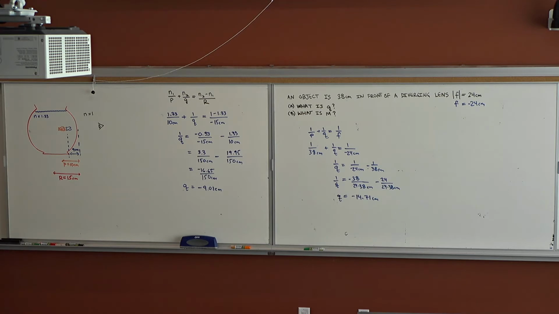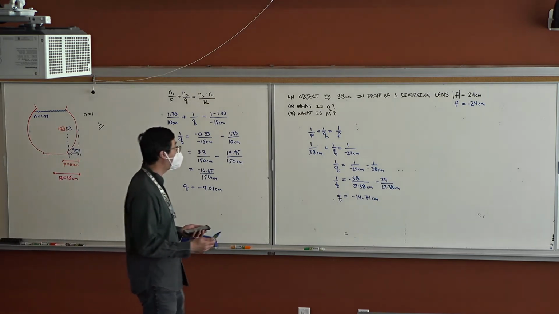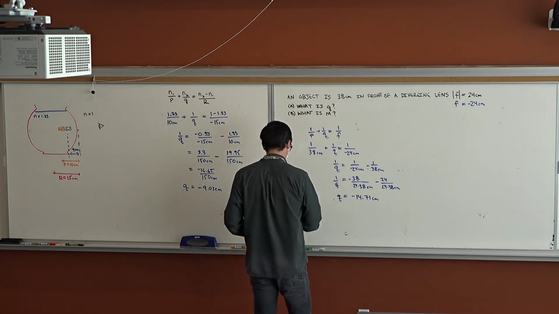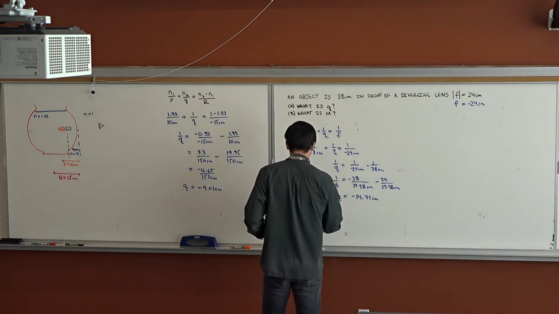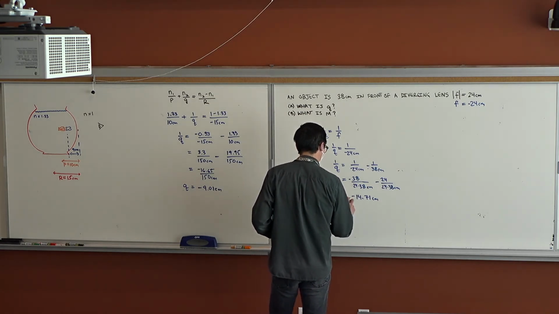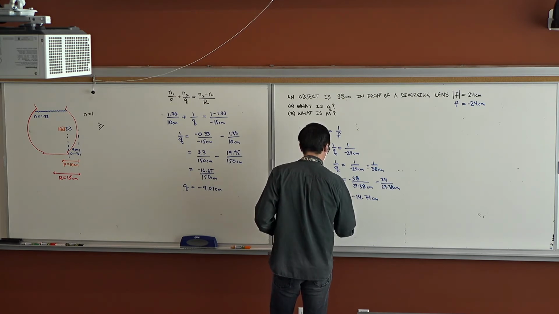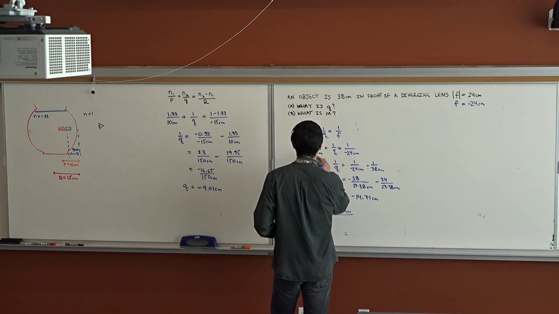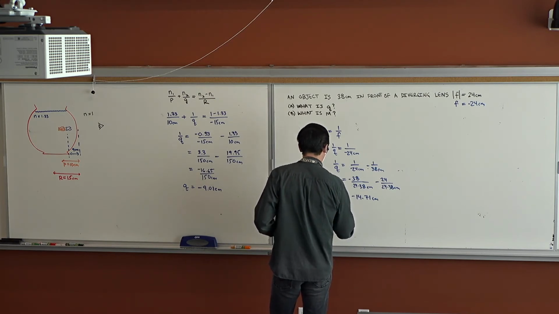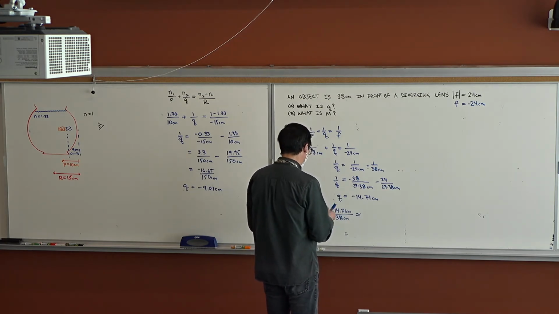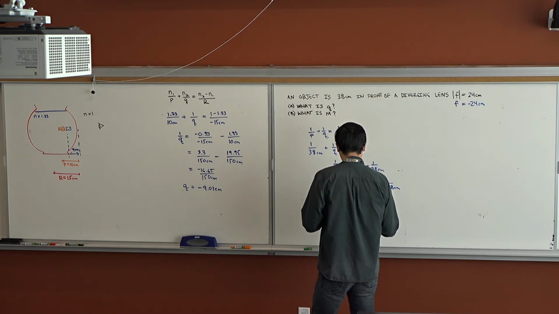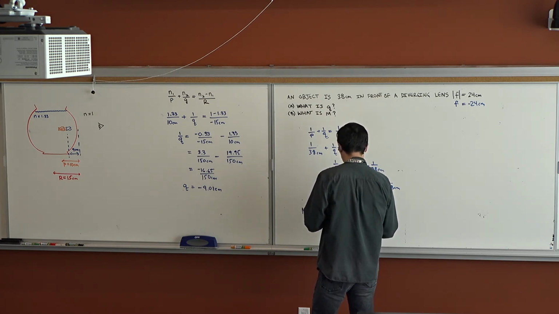And then if we wanted to get the magnification, remember, it is just minus q over p. And so that'll be 14.71 centimeters over 38 centimeters, which is, give or take, 0.387.